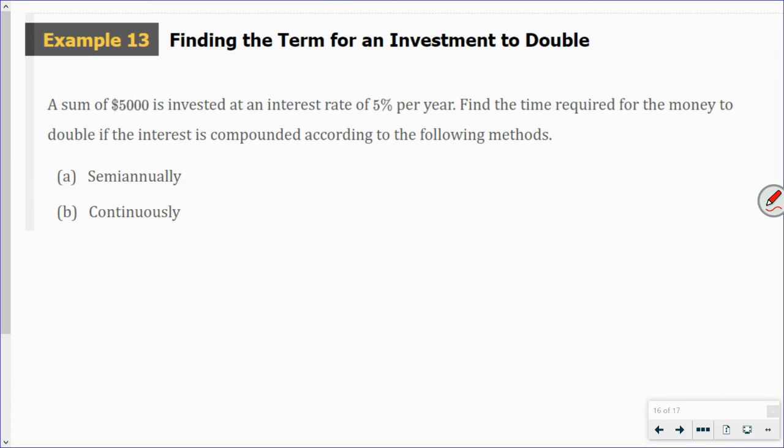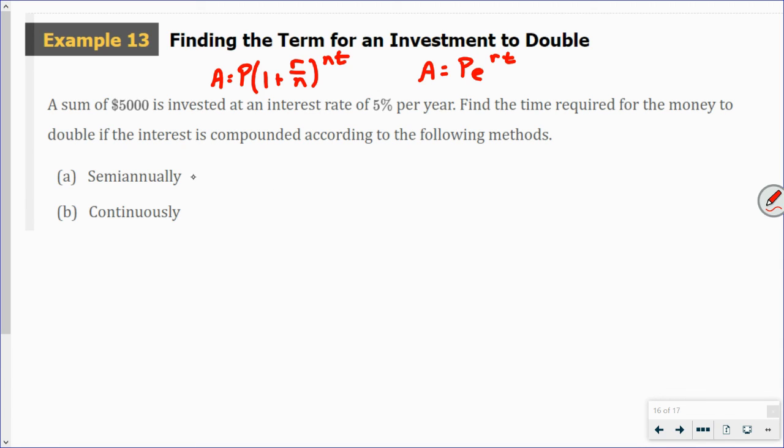Okay, so here we have some investment types of equations, and we had two equations for investments. It was A equals P times 1 plus r over n, to the nt, and A equals Pe to the rt. Okay, this Pe to the rt is compounded continuously, and it will actually say the word continuously if you're using this one, else you're going to use this one. So a sum of 5,000 is invested at an interest rate of 5% per year. Find the time required for the money to double if the interest is compounded according to the following methods.